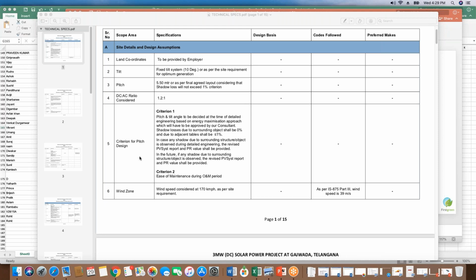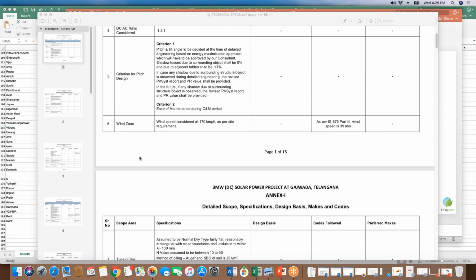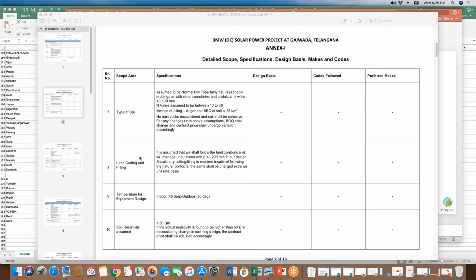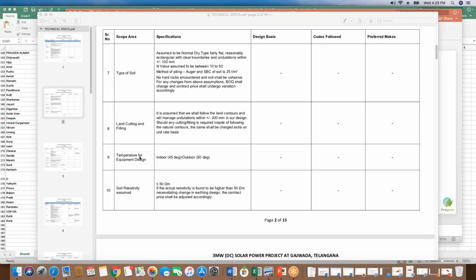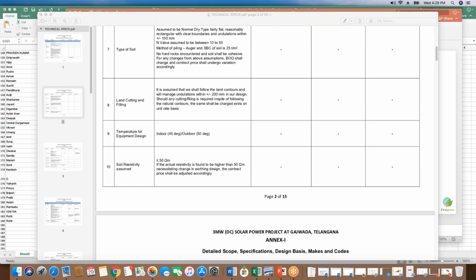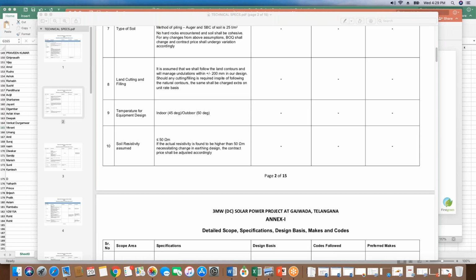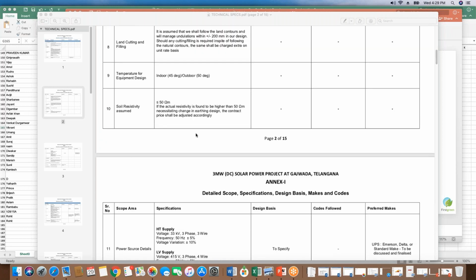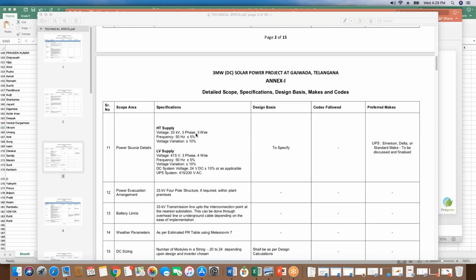So you can have the criteria for pitch and tilt design, where you are justifying that the losses should be less than 10%. You are also defining the soil conditions. You are also defining the cutting and filling guideline, that is, how much cutting and filling you will be doing. That is the civil scope. You are also mentioning the soil resistivity which you are considering for the plant design.